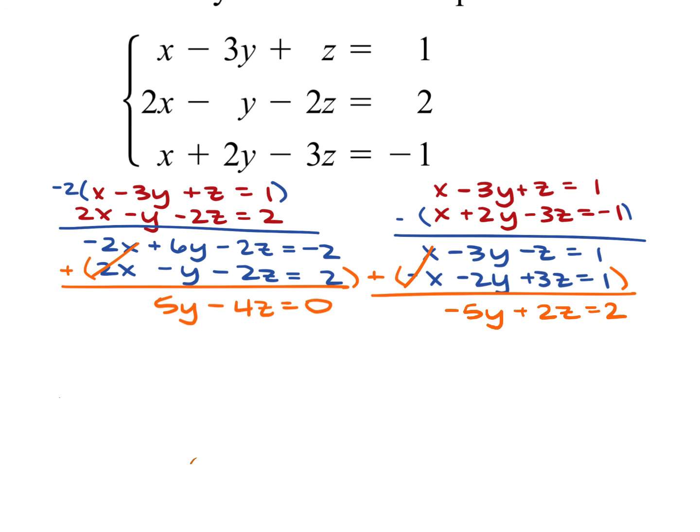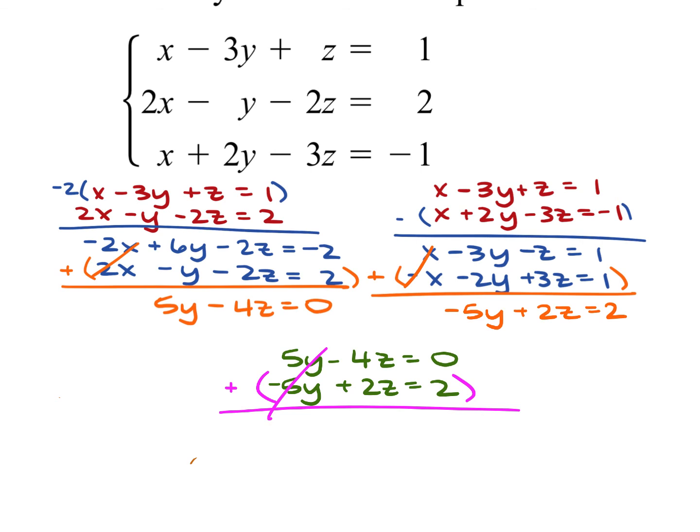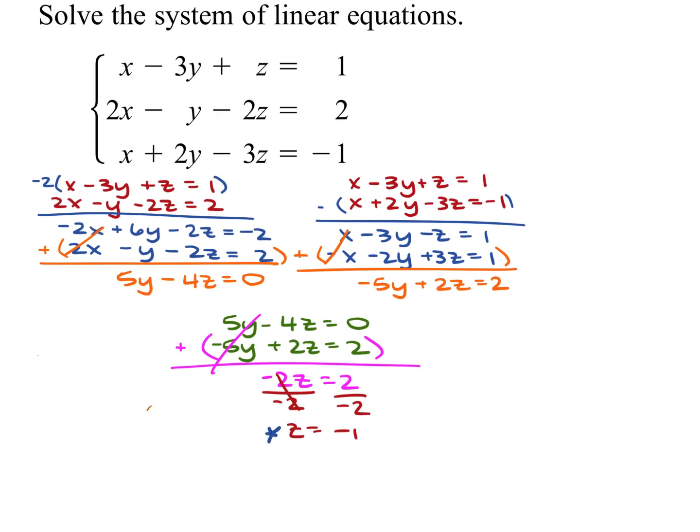I'm then going to use both of these equations. So 5y minus 4z is equal to 0. And negative 5y plus 2z is equal to 2. We're going to combine these. Since our y values are already opposites, they cancel out. We have negative 2z is equal to 2. We can divide each side by the negative 2. And we get that z is negative 1. From here, I'm going to use the z is equal to -1, the 5y minus 4z is equal to 0, and the x minus 3y plus z is equal to 1 in our new system.